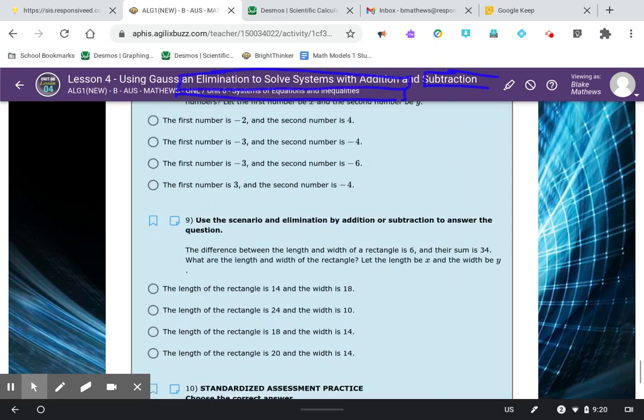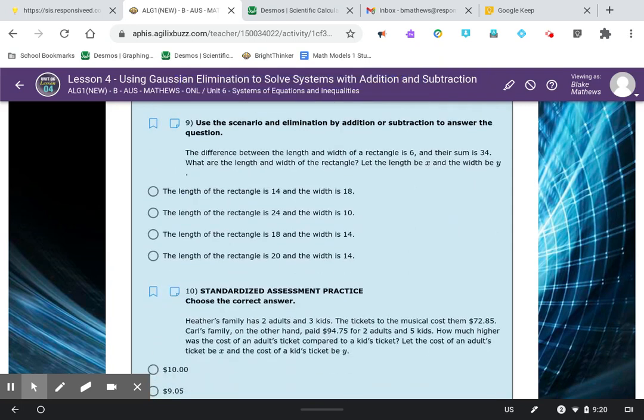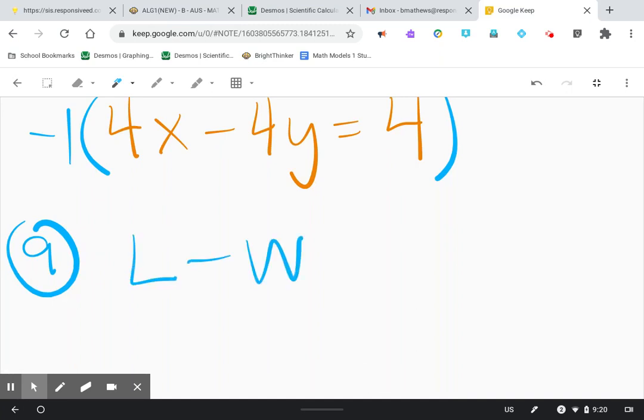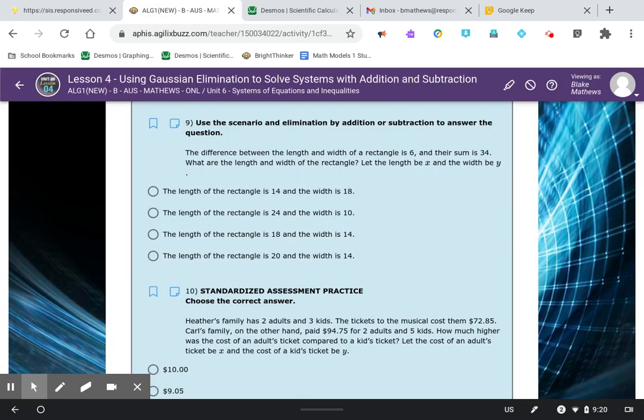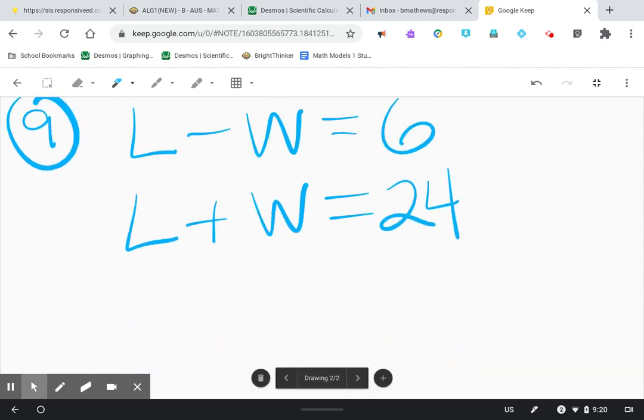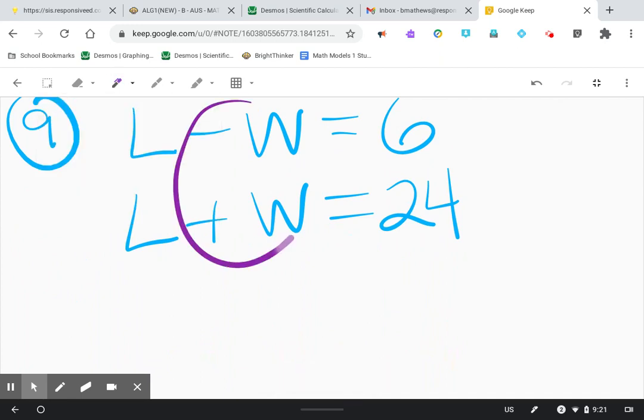Number 9. The difference between the length and width of a rectangle is 6. I just made that because length minus width. Difference in math means subtract. Their sum is 34. Sum is a word for addition. Length plus width equals 34. Now you're going to solve. I know it's not x and y, but the same process applies. In fact, this one is ready to go. You can already see you're going to be able to eliminate the w right there.